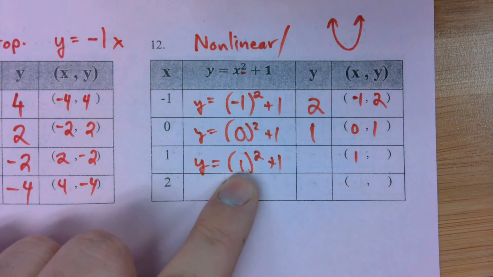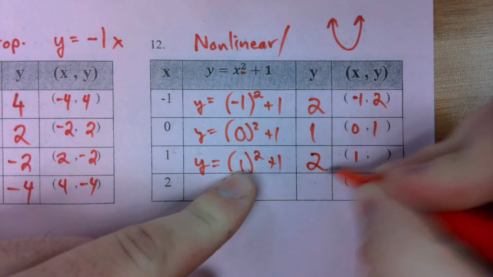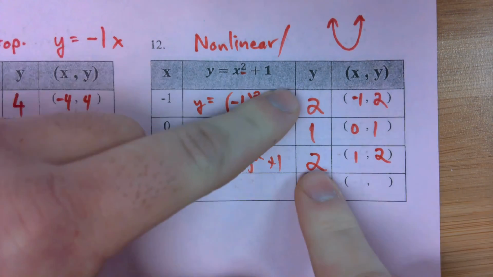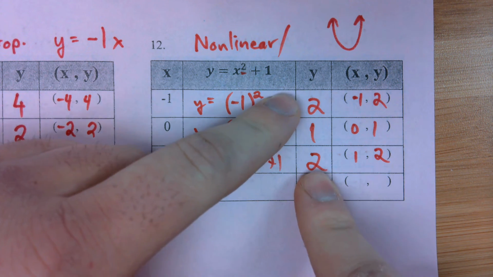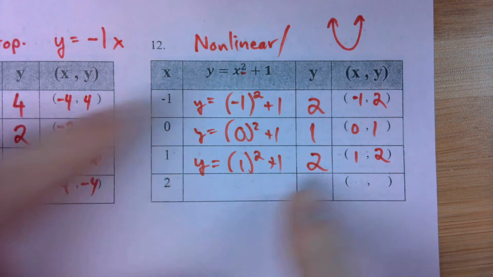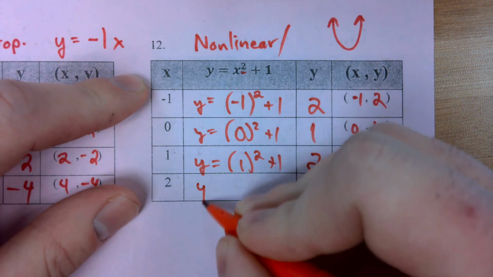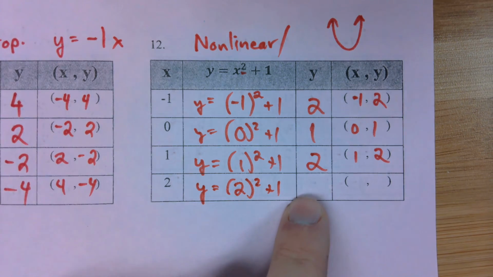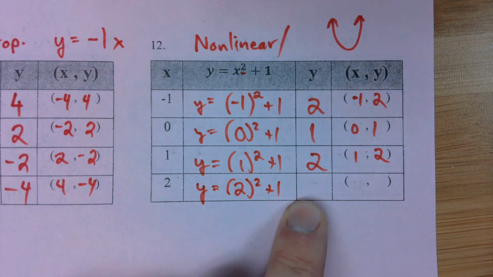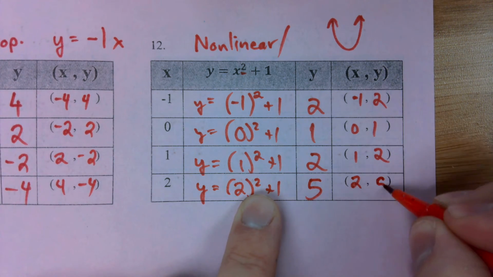Now what's 1 squared? 1. Plus 1 gives us 2. And look at that, we have a repeating output. Is that okay? Yeah. Yeah, that's fine. We can have repeating outputs. We cannot have repeating inputs, right? Final one, y is equal to 2 squared plus 1. That gives us 4, right? 2 squared is 4. Yeah. Plus 1. Plus 1, that's right, gives us 5. There we go.